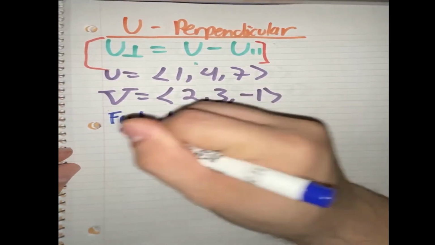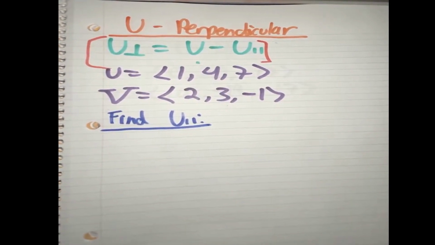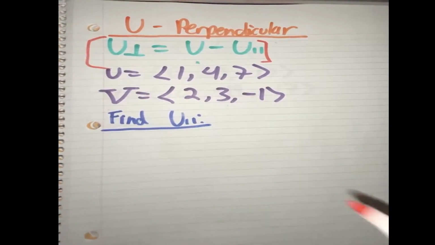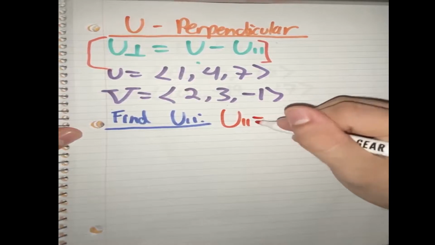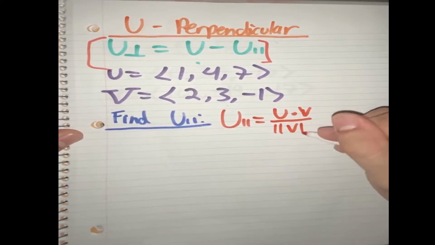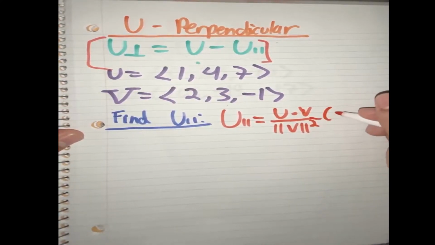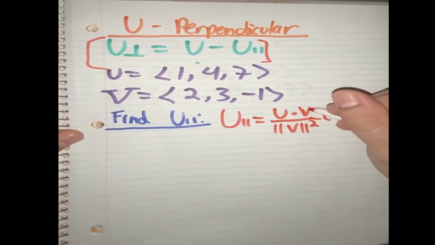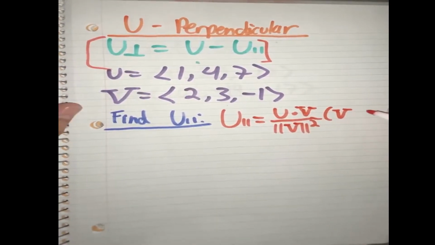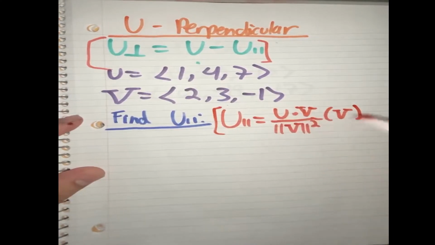u parallel. If you don't know how to find u parallel, I have a video on that in this playlist for Calculus 3. But for this one, we're going to get straight to u perpendicular. The formula for u parallel, off the top of my head, is u dotted with v divided by the magnitude of v squared, times the vector v. I put these little distinctions on v so you can distinguish it from u. So this is how we find u parallel.